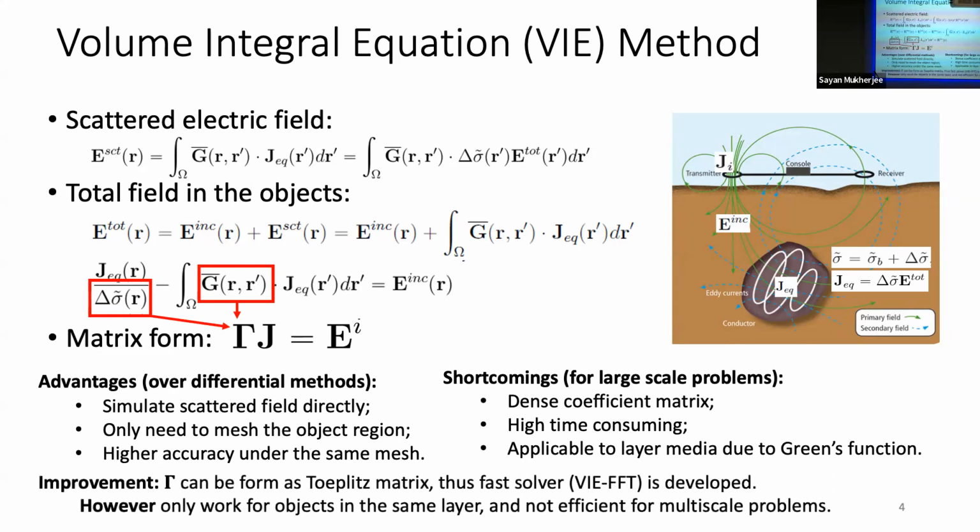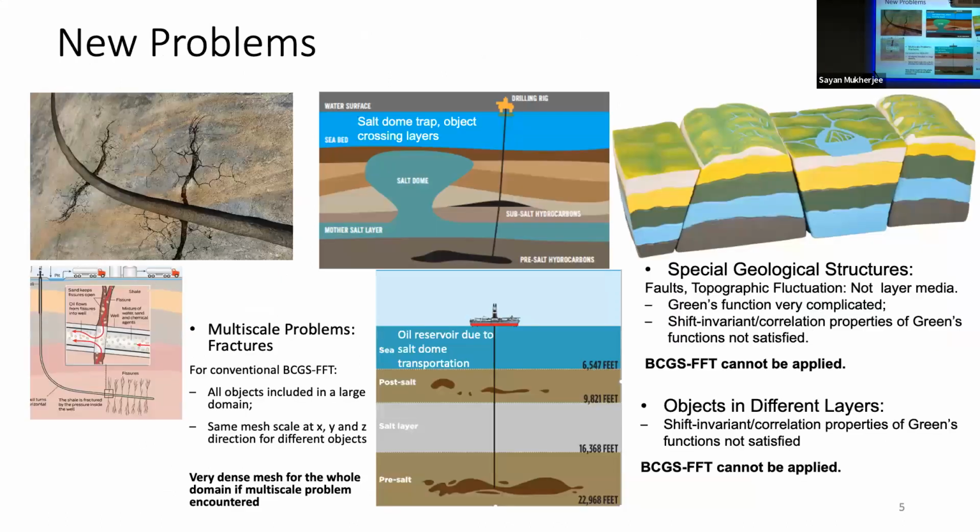Some improvements have been made. We know the Green's function has the so-called shift invariance property. Therefore, the Gamma matrix can be formed as a Toeplitz matrix, where the FFT can be used to calculate the matrix-vector multiplication in the iterative solver. However, this improvement only works for objects in the same layer, and is not efficient for large-scale problems. So for all these kinds of problems, the traditional VIE-FFT does not work very well.